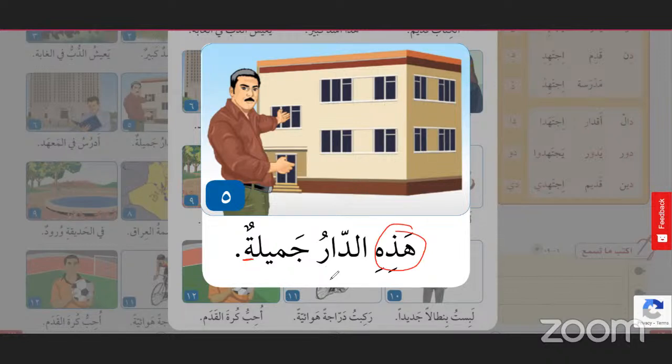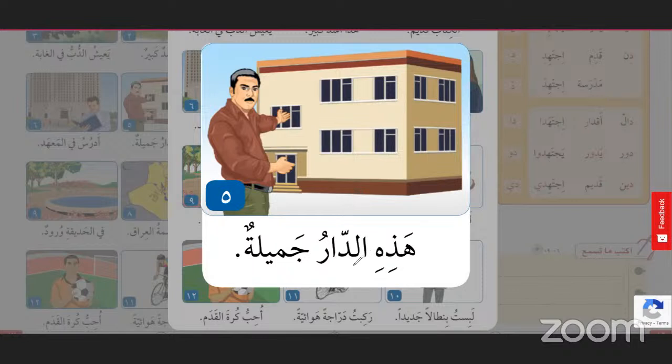It's feminine. Where's the ta marbuta then? There's no ta marbuta. How do we know that? It's understood that it's feminine. Let's use the word dar. It's feminine by default.